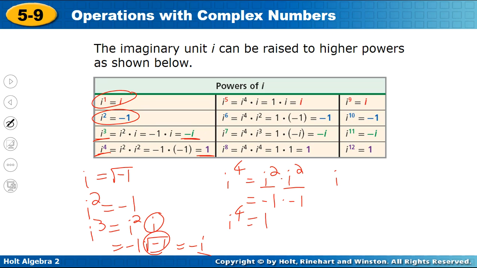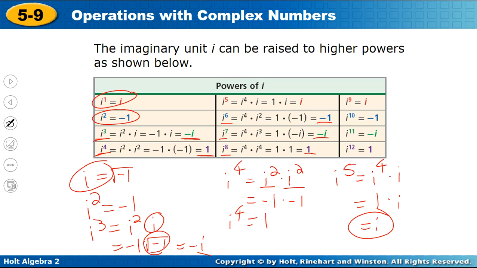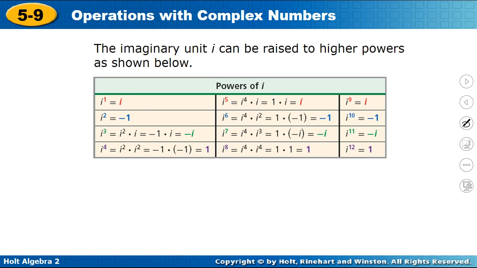Now, if I try to go i to the fifth, think of this as i to the fourth times i. Now, i to the fourth is just 1, and then 1 times i is still just i. So now we're repeating the process because we're back where we started, i to the first power equaling i. So what happens here, and you can see it on the rest of this chart, i to the sixth is -1, i to the seventh is negative i, i to the eighth is 1. i to the ninth is i, i to the 10th is -1, i to the 11th is negative i, i to the 12th is 1.